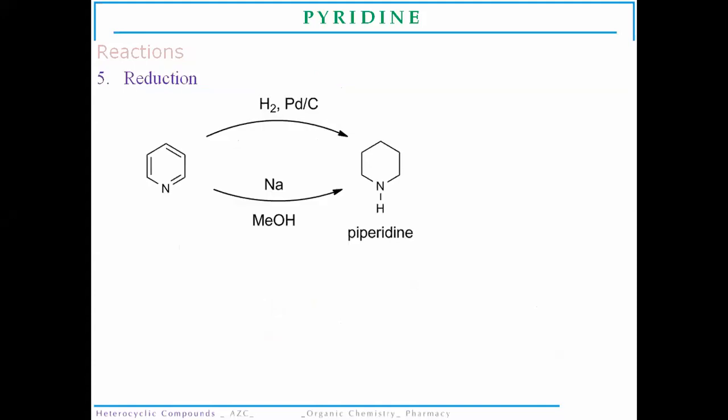Now, when pyridine undergoes reduction in the presence of palladium and carbon, it is reduced to form piperidine. All the double bonds of the pyridine molecule are saturated to synthesize piperidine. Again, we can reobtain the pyridine molecule after an oxidation reaction in the presence of sodium and methanol.